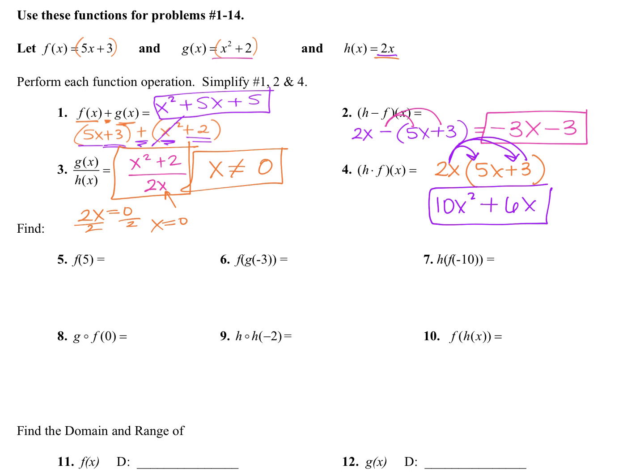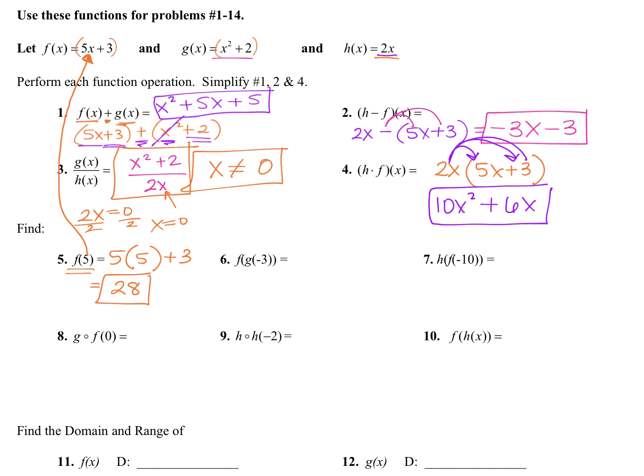All right, then 5 through 10, you're plugging values in for your f of g of whatever functions, okay? So number 5, we're saying what is f of 5? What do you do for that? Plug it in for x in which function? In the f of x function. So you're going to come up here to f of x, and you're going to say 5 times 5 plus 3, or 28.